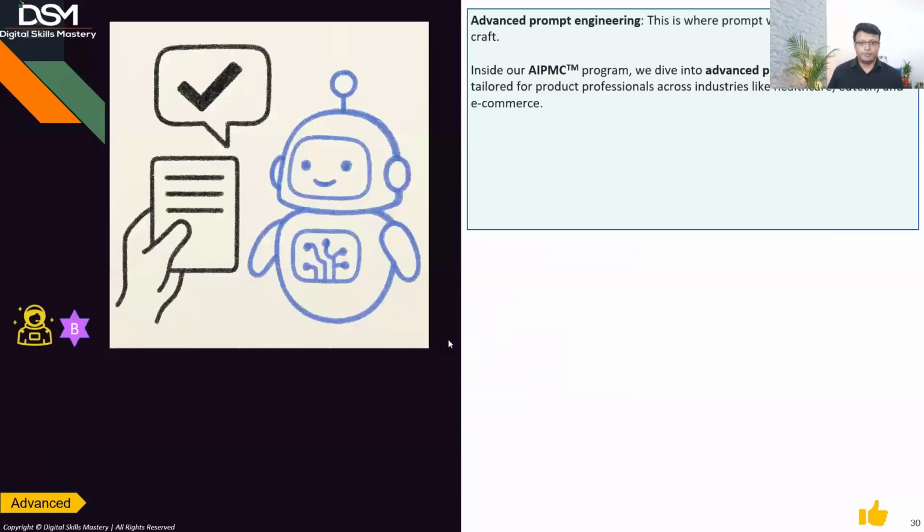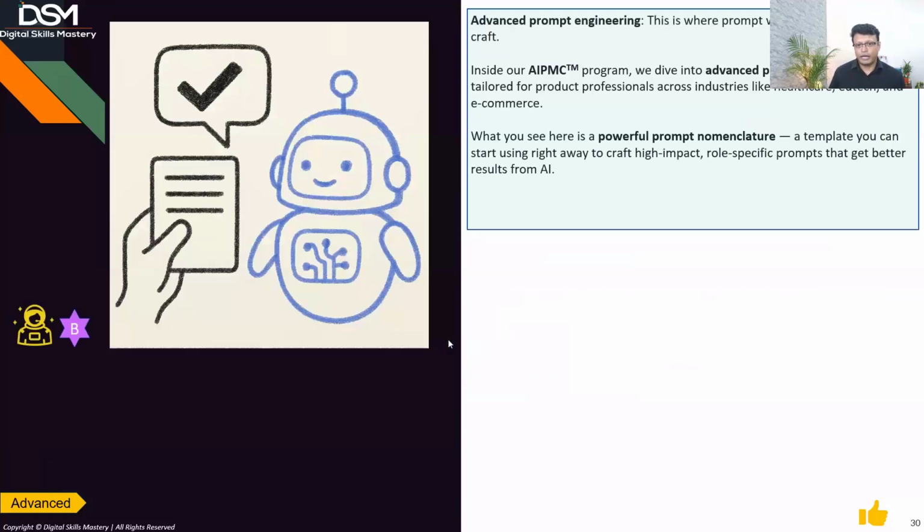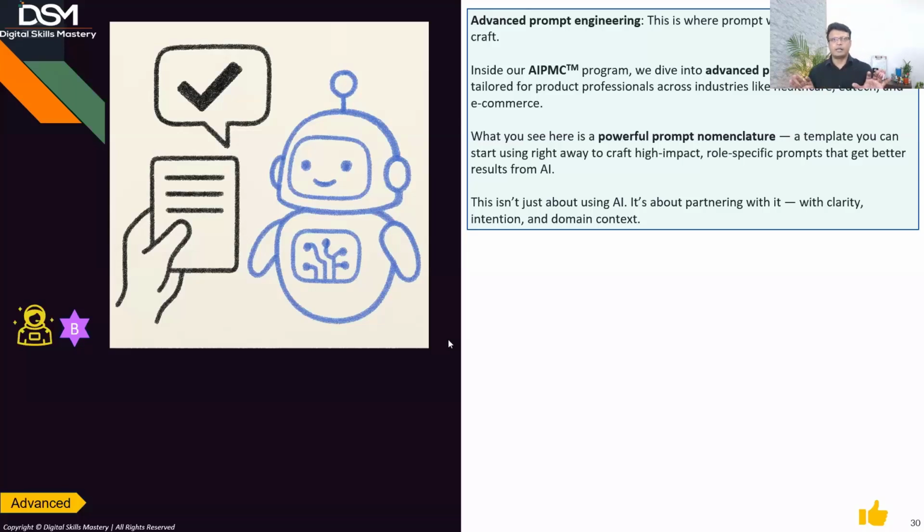Now, advanced prompt engineering is where I would like to say that in the AI PMC program, we take you through this whole piece of understanding of how you can tailor it for product professionals across industries, like healthcare, edtech, e-commerce, B2B, SaaS, etc. So there has to be a powerful prompt nomenclature, and this is what I'm going to share with you right now. Now, this is the advanced thing.